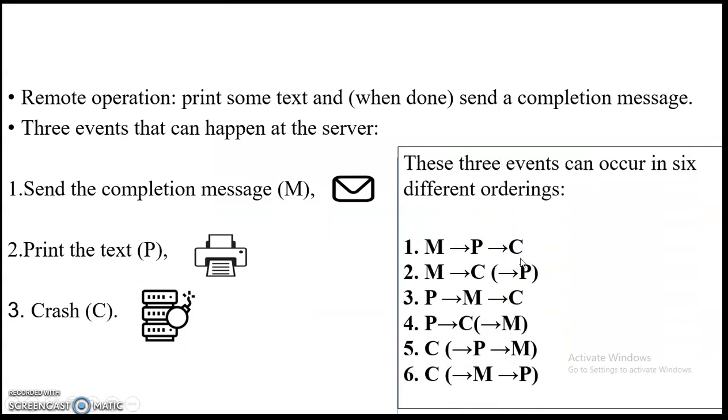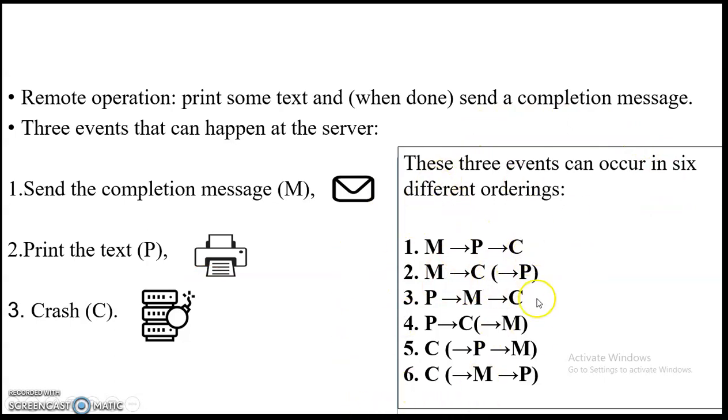So there are remote operations. Let us consider this scenario wherein there is printing some text. Then after printing, send a completion message, which is another activity to do. So there are three events that have to be performed. The three events are: send the completion message, denoted by M; print the text, denoted by P; and crash, that is the server has crashed, denoted by C. Now based on these three events, 6 different orderings can happen.